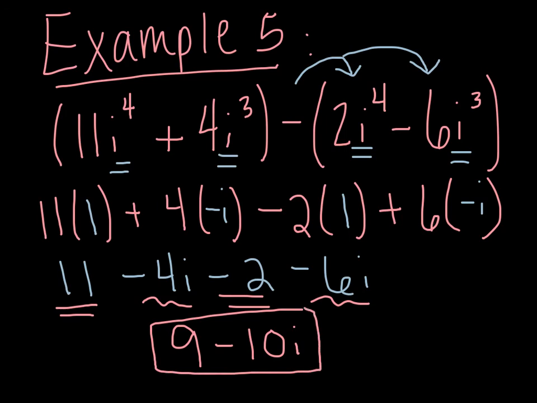So this one was a little bit of a multi-step. Again, the key thing that we had to remember here is what i to the fourth and i to the third equal. i to the fourth, remember, is 1. i to the third is negative i. Okay, we do need to remember those, and let's begin our practice.